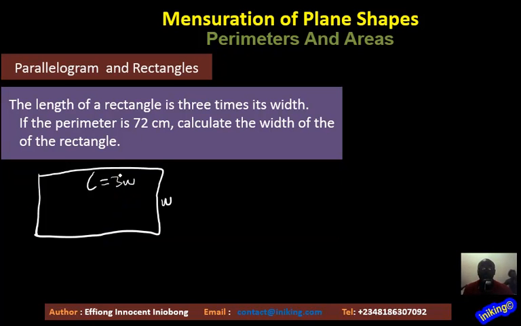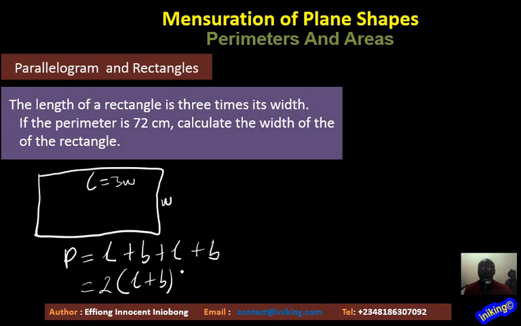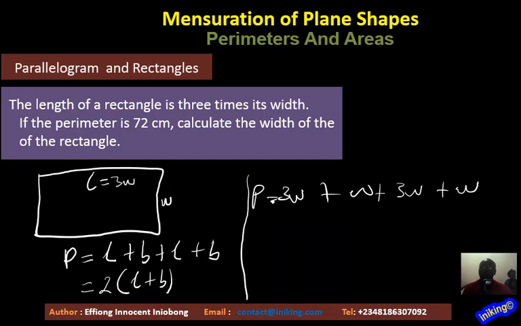We are given the perimeter as 72. What is the perimeter of a rectangle? Perimeter, we know, is length plus breadth plus length plus breadth, or you simply say it is 2 times length plus breadth. We are told that the breadth, which is the width, W, then L is 3 times that. So we are going to have perimeter as 3W plus W plus 3W plus W. And we have been given that the perimeter is already 72.